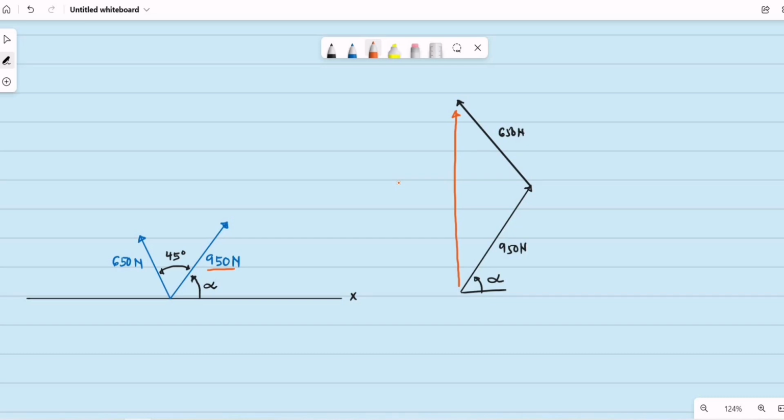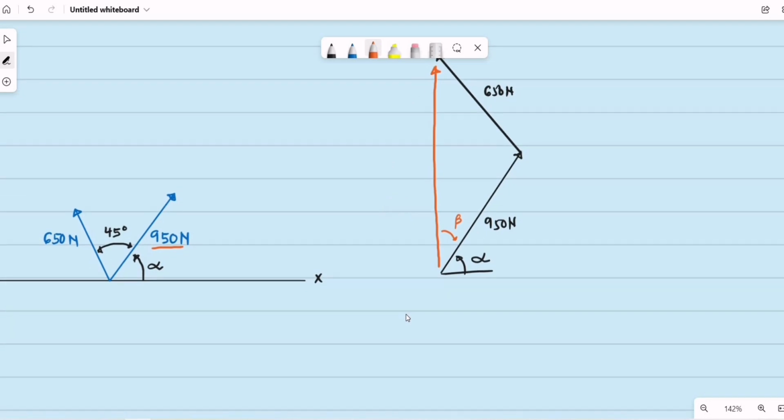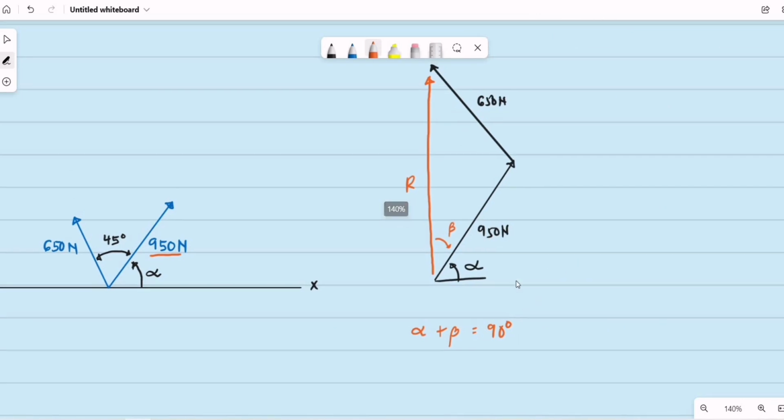To compute for the value of alpha, I will be needing another angle. So let's say this is the angle beta. How do we compute for the angle beta? Based on our figure, if alpha is with respect to the horizontal and our resultant is vertical, basically we have alpha plus beta should be equal to 90 degrees. So they are perpendicular.